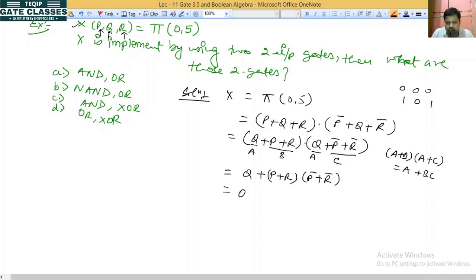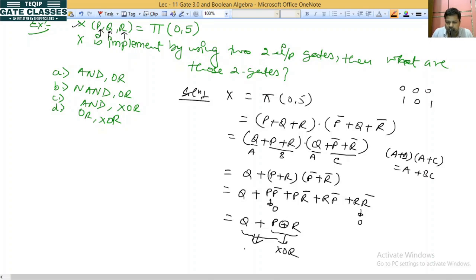So what will be the value? It will be q plus, you can now multiply, take the AND operation. So p bar is p bar plus p r bar plus r p bar plus r r bar. So it will be 0. This one also will be 0. So it will be q plus, this one is p r bar plus r p bar. So it will be p XOR r. So this is an XOR gate, and we have to take the OR operation with the result of the XOR gate.